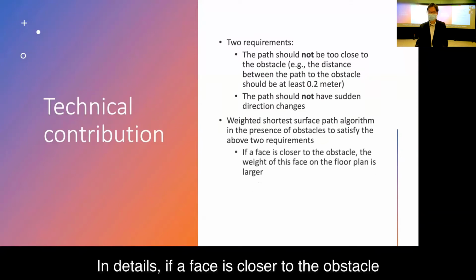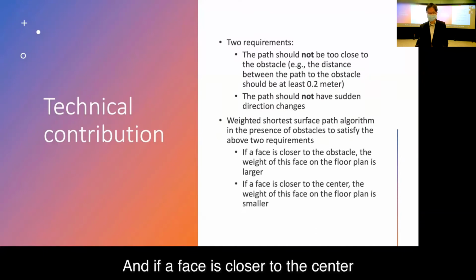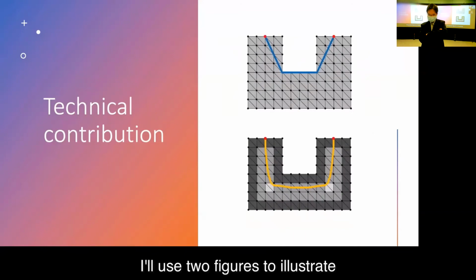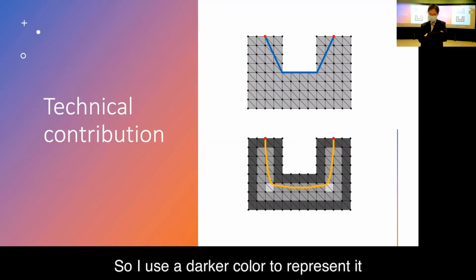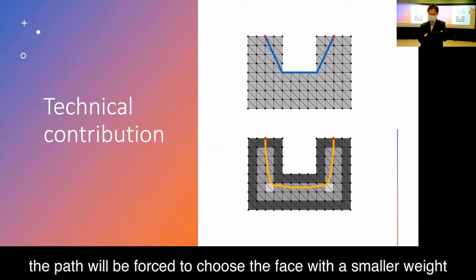In detail, if a face is closer to the obstacle, then the weight of the face on the floor plan is larger. And if a face is closer to the center, then the weight of this face on the floor plan is smaller. I will use two figures to illustrate. As shown in the second figure, the terrain face near the boundary has a larger weight, so I use a darker color to represent it. In this case, the path will be forced to choose the face with a smaller weight.